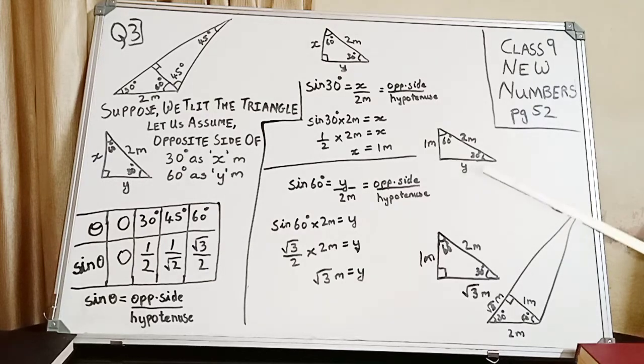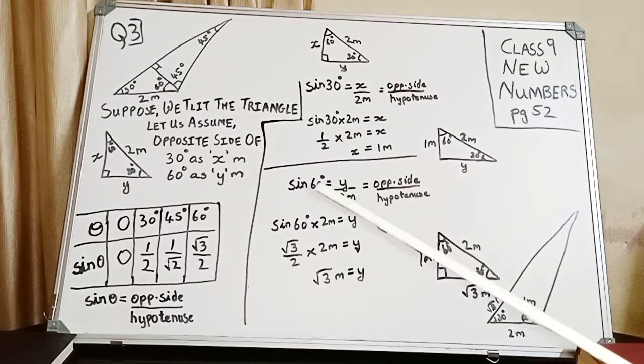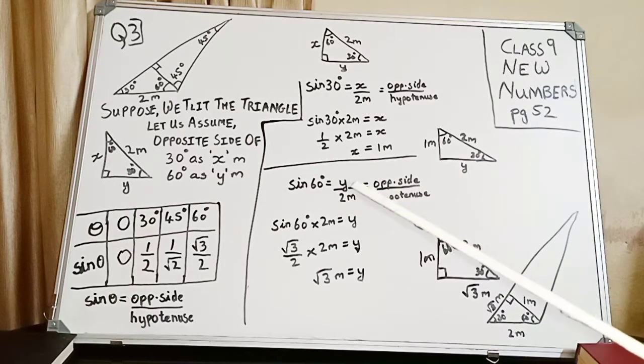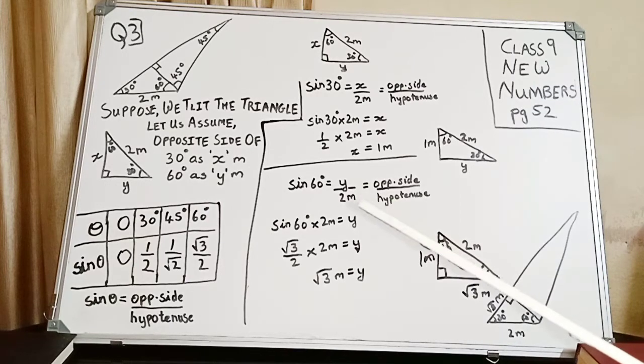In order to find out what is y, you can see opposite to y there is an angle 60 degree. So what would be sine 60? Sine 60 we have already got from the formula, it is opposite side divided by hypotenuse. Here the opposite side to 60 would be y. That is why it is mentioned over here y. And the hypotenuse will be again this 2 meter, opposite to 90 degree. So that is why sine 60 is equal to y divided by 2 m.